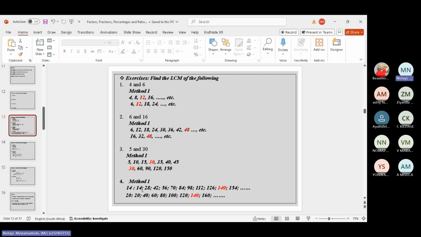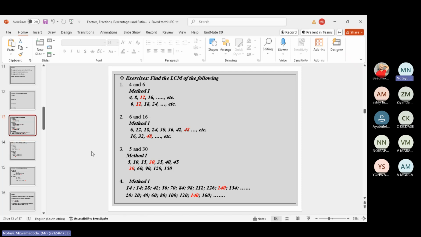And then number 4, 14 and 20. For 14: 14, 28, 42, 56, 70, 84, 98, 112, 126, 140, 154. And then for 20, you have 20, 40, 60, 80, 100, 120, 140, and 160. And then the one that is the LCM is 140.